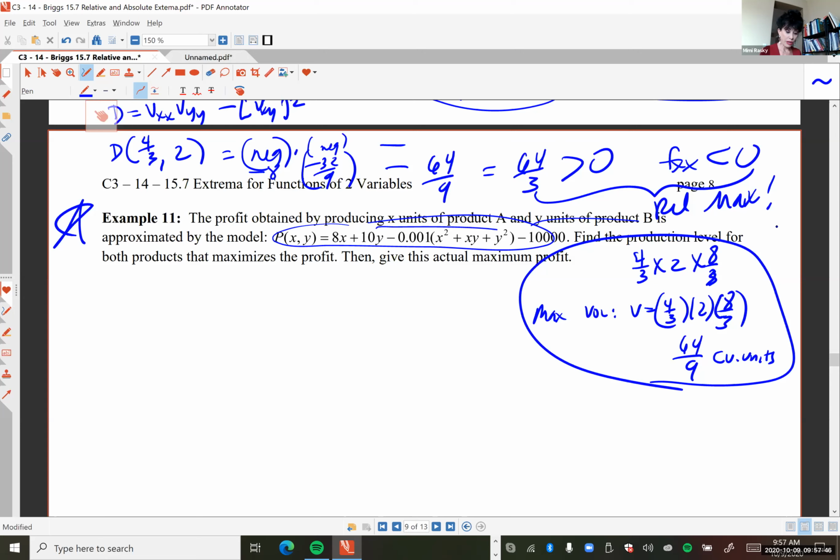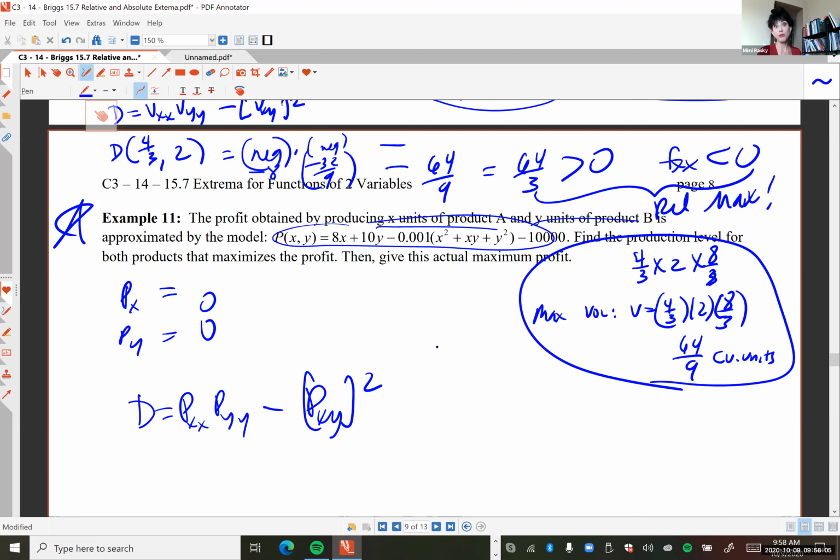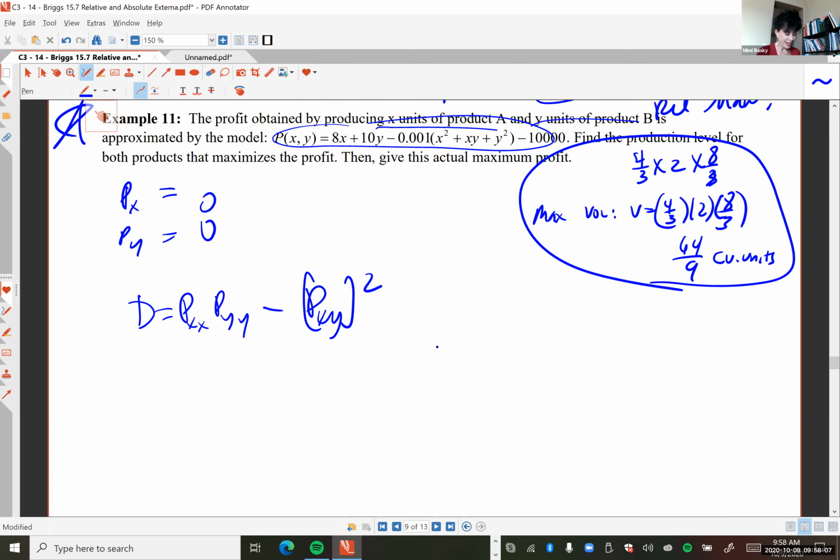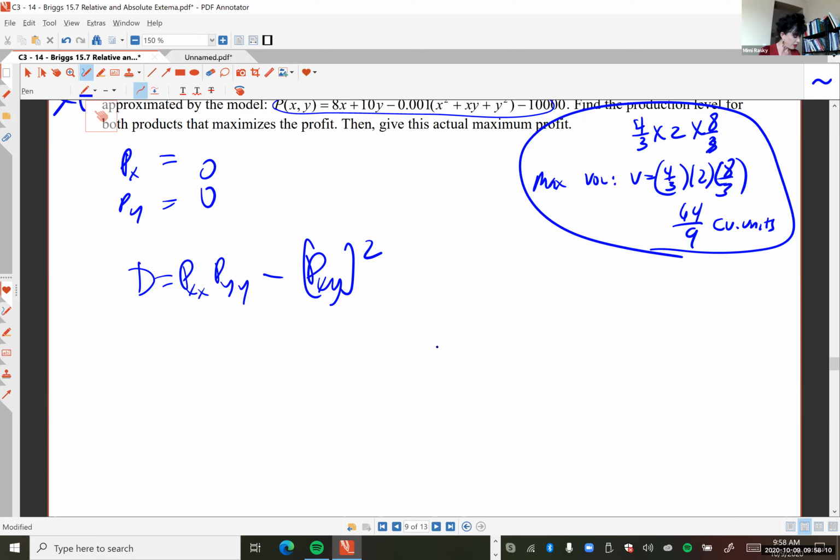Well, you're just going to do all the usual. You're going to get PX, you're going to get PY, set them equal to 0, and it turns out you're only going to get 1 critical point, which is nice. And then you're going to get D, which is going to be PXX times PYY minus PXY squared, to prove to me that you really are maximizing the profit. And then you'll give the actual profit. So for those of you that want to try your hand at this one, and I encourage you to do so, I do have office hours today at noon, so I encourage you to come in if you want to talk more about anything.